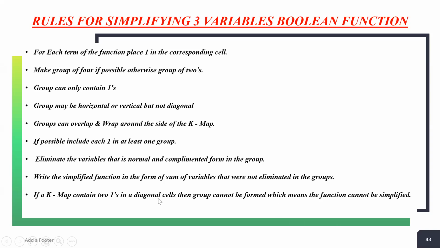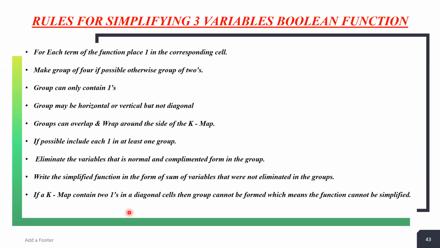Next one is group may be horizontal or vertical but not diagonals. Clear? Group can overlap, and can wrap around the side of the K-map. Clear? If possible, include each one in at least one group. Eliminate the variables that are normal and complement in the group. Write the simplified function in the form of sum of variables that were not eliminated in the group.